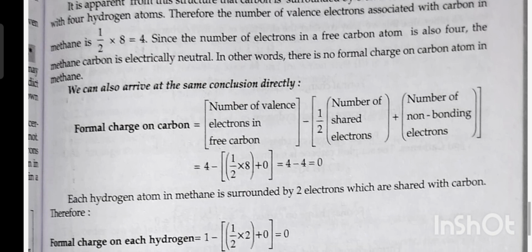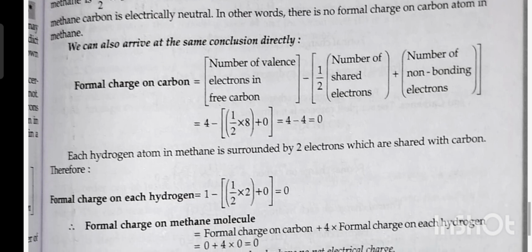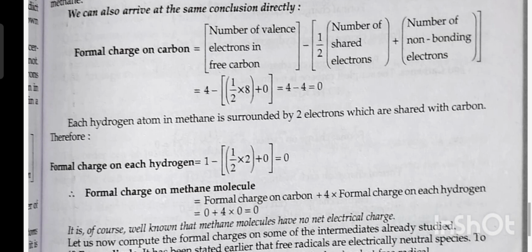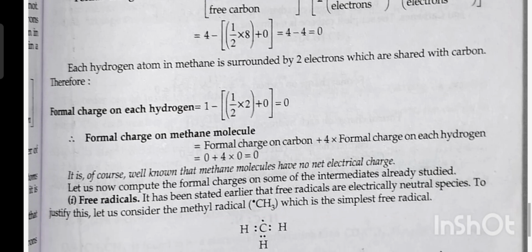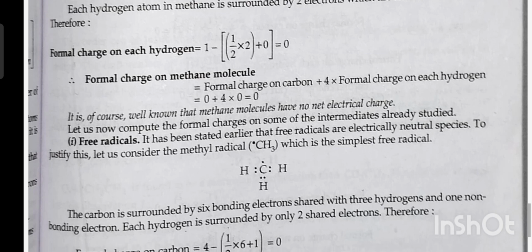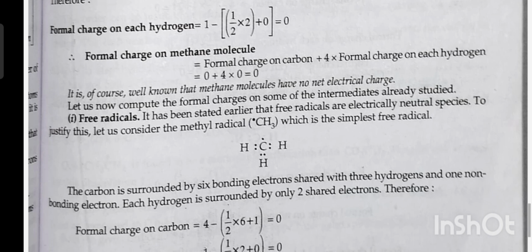Formal charge on carbon is equal to the number of valence electrons in a free carbon minus 1/2 the number of shared electrons plus the number of non-bonded electrons: 4 minus 1/2 into 8 plus 0, 4 minus 4, 0. Each hydrogen atom in methane is surrounded by 2 electrons which are shared with the carbon. Therefore, formal charge on each hydrogen is 1 minus 1/2 into 2 plus 0, which is 0. Formal charge on the methane molecule is formal charge on carbon plus 4 into formal charge on hydrogen: 0 plus 4 into 0 is equal to 0. It is of course well known that methane molecules have no net electric charge.